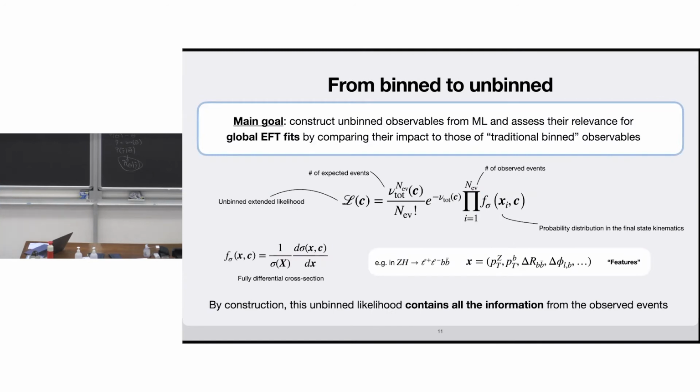So the main goal in this project is to construct these unbinned variables and assess their relevance for SMEFT global fits, and their impact compared to the traditional approaches that I just explained. So we write the extended likelihood. It has an overall term, and a likelihood term that is sensitive to the shape of the distribution. And this F is simply the probability to observe an event X, normalized to the inclusive cross-section. By construction, I should mention that this is the most optimal that you can get. You cannot gain any extra sensitivity if you include all the features from the start.